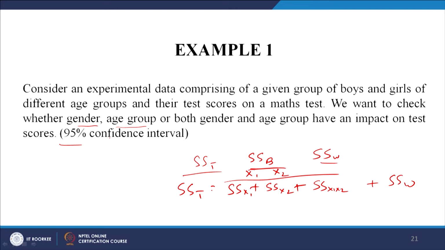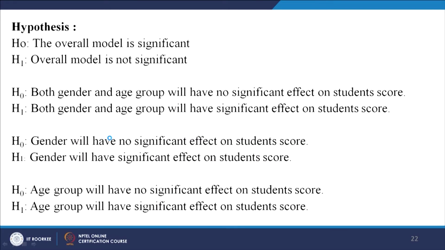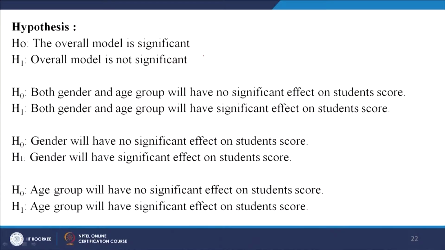Now, how do we proceed? First, we have to build the hypothesis. I have made it very simple for you. First we will see that the overall model should be significant. That means, if I am taking two factors and there is a dependent variable with two independent variables of different levels, I am saying this overall model should be significant. My null hypothesis is that, and the alternative is it is not significant.